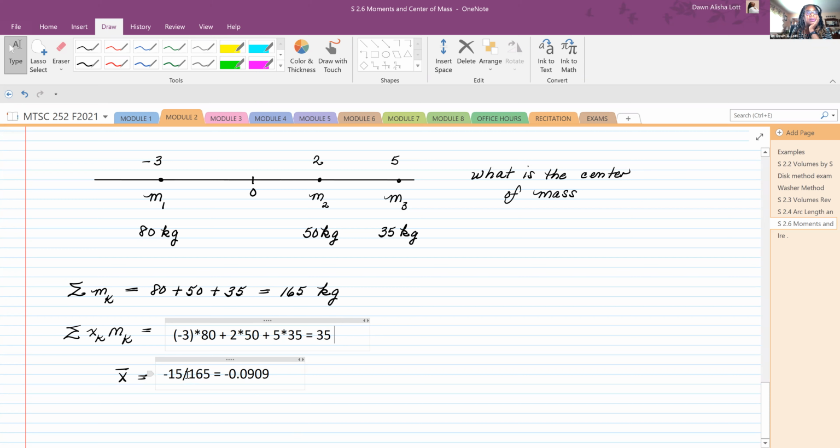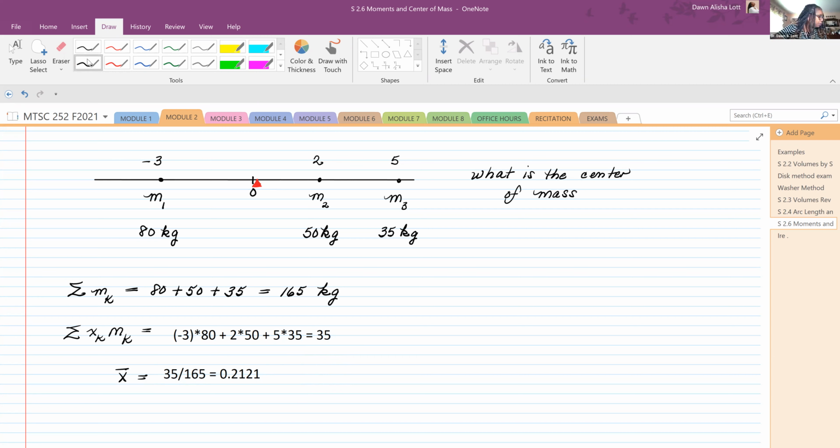Okay, so then this becomes 35. So it's going to be just a hair past 0. Okay, that's where it would go. So that's how we do that.